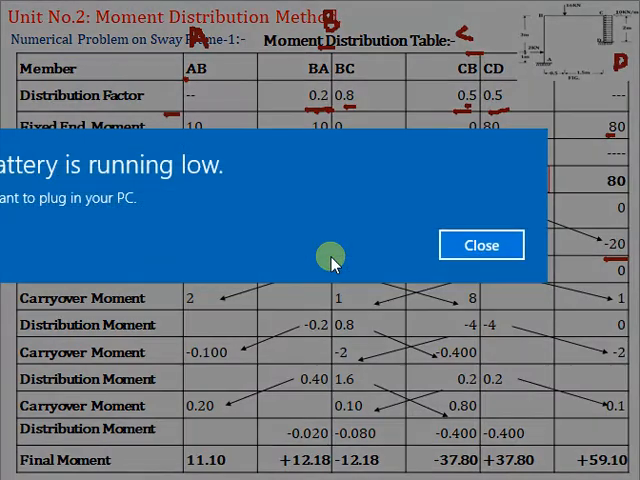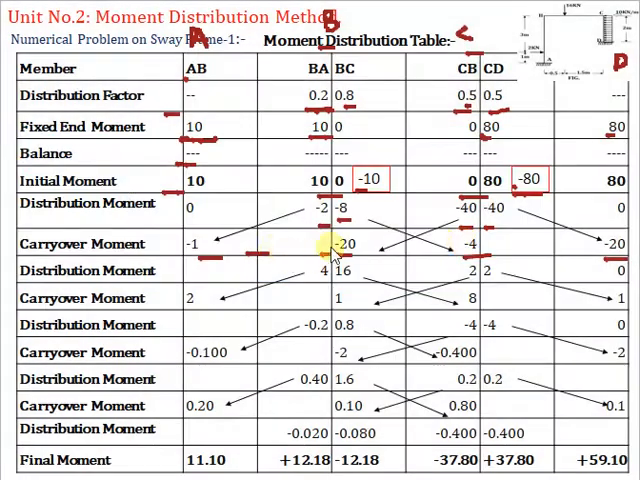So at internal joint, the moment is minus 20 for B, and for C it is minus 4. So we have to apply plus 20 as correcting moment. So plus 20 into distribution factor becomes 4 and 16. Now plus 4 into distribution factor 0.5 becomes 2. So these are distribution moments.